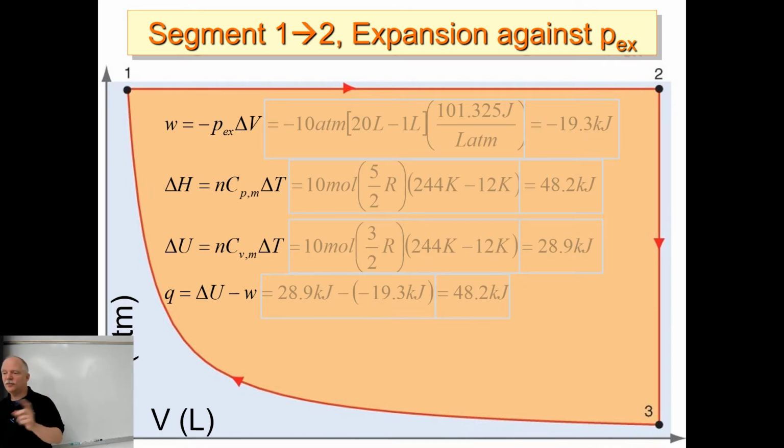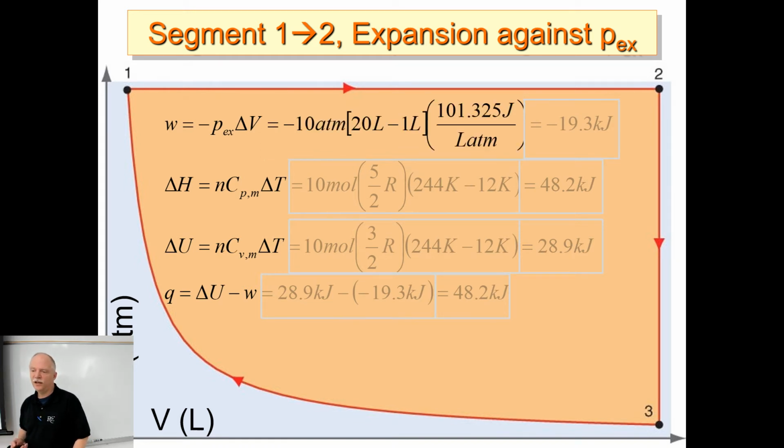Okay, so let's do segment 1 to 2. So we're going from point 1 to point 2. That's that first segment. We call them segments or legs. Sometimes we'll say the first leg of the cycle, the second leg of the cycle. So legs or segments. So work is P external times delta V. And so we have negative 10 atmospheres, V final is 20 liters, V initial is 1 liter. Don't make the mistake of saying, oh, that's delta V equals 20 liters. No, it's subtract that 1. It's 19 liters.